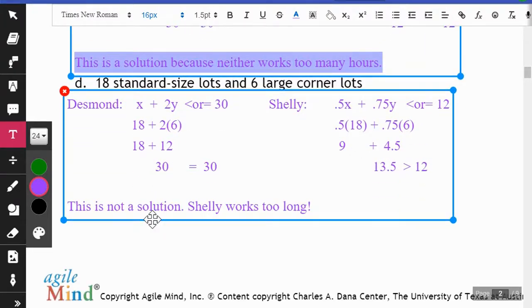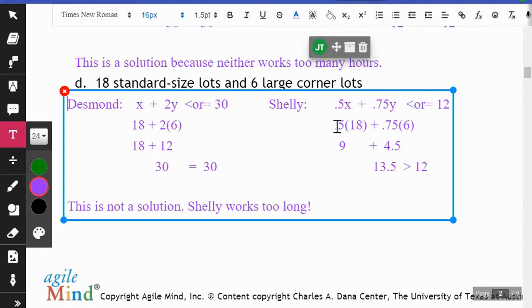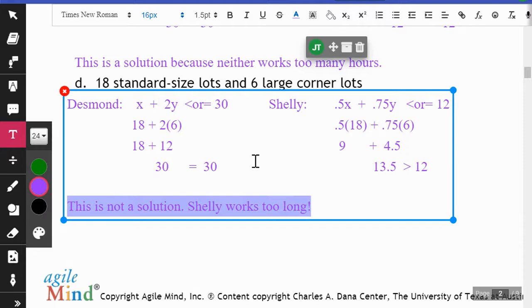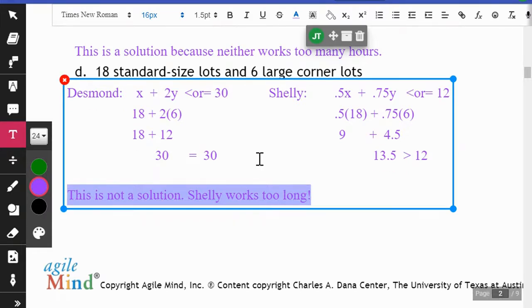Lastly, what if there were 18 small ones and 6 large ones? Notice Desmond, that works: 18 hours for the small ones, 12 hours for the big ones, for a total of 30. Whereas Shelley spends a half hour on each of the small ones, so that makes 9 hours total for the small ones. She works 45 minutes on each of the 6 large ones for a total of 4.5 hours. And that does not work. That adds up to 13.5 hours. That's more than she can do. So this is not a solution because Shelley can't work that way. That's too long for her. It's not within her constraints.